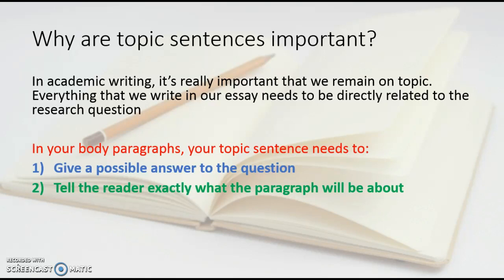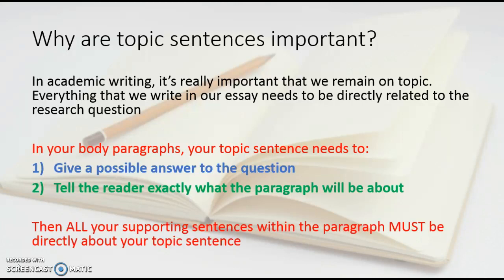Academic writing is not like writing a story. When we're writing a story, we're trying to keep certain information hidden from the reader. We're trying to make the reader guess what it's going to be about to make the story more interesting. However, academic writing is not like that. In academic writing, we want to know exactly what that paragraph will be about from the first sentence. So don't be afraid to be direct about it and tell the reader exactly what it is. Then, all of our supporting sentences within that paragraph should be exactly about that topic sentence. Any extra information shouldn't be there.